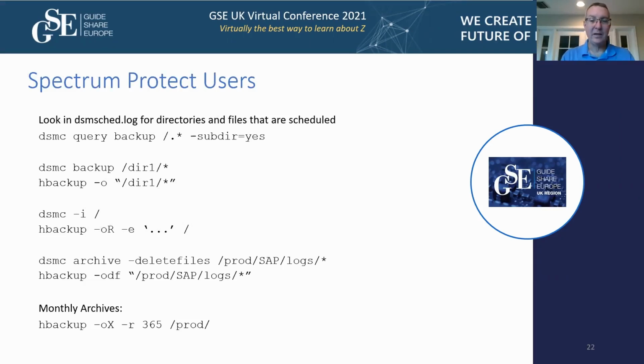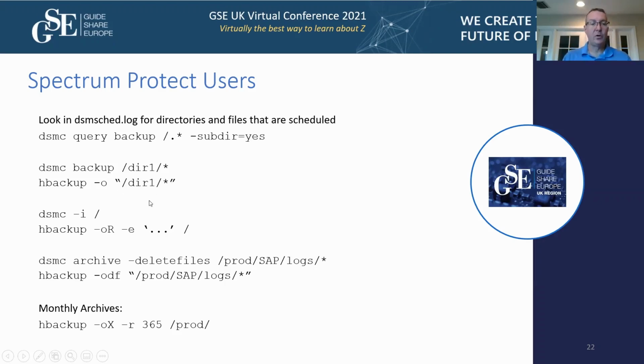Okay, so if you're a current user of the old TSM product, Spectrum Protect, and you want to start using HSM for your backups, you could look in the log for any directories and files that they have scheduled for backup. You can do a DSMC query with this syntax to find what backups they have. Another option, if you find that they're currently doing DSMC backup of /dir1/*, the equivalent HSM for that would be hbackup with -o and then double quotes around /dir1/*.